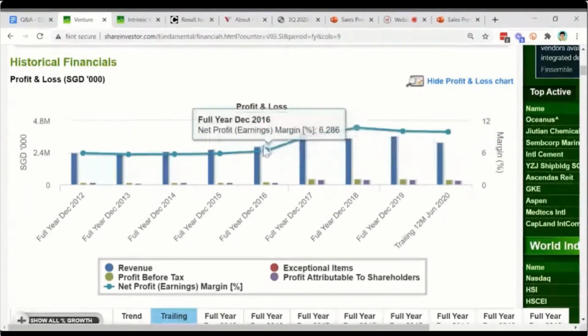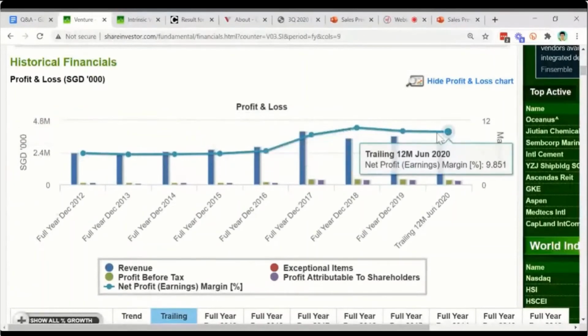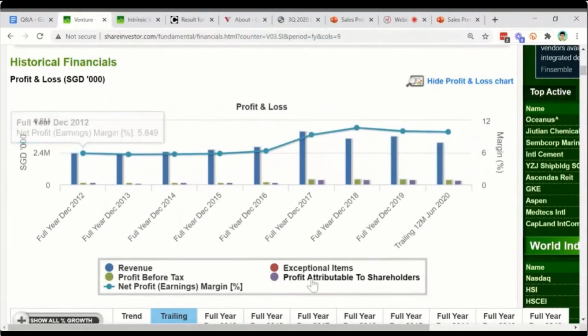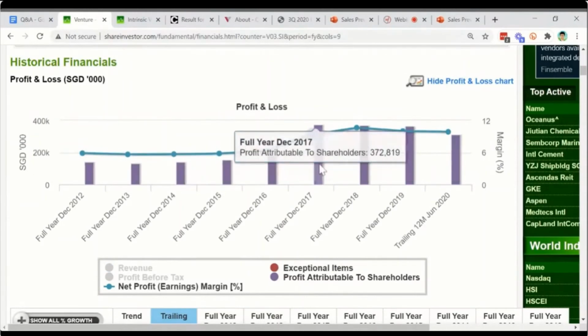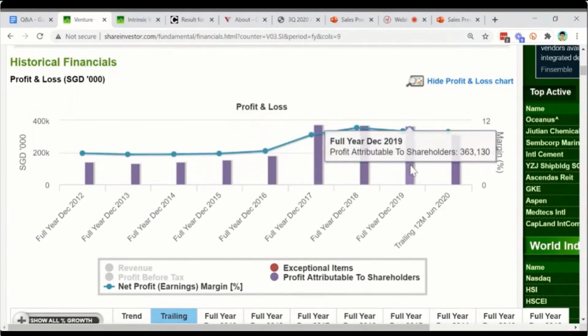The net profit margin has been increasing as well. So last time was 5.8%, then right now it's close to 10% profit margin. And that's the reason why, okay, let me just take away the profit before tax. That's why the profit attributable to shareholders, or what you call net profits, have also been increasing.